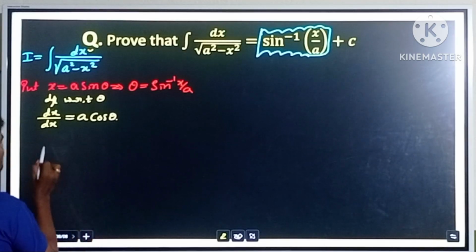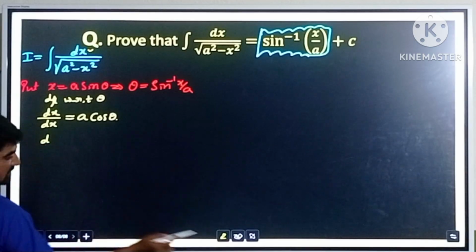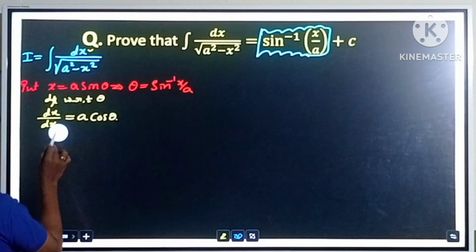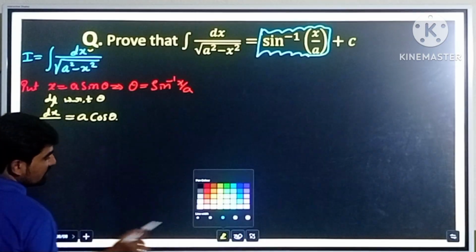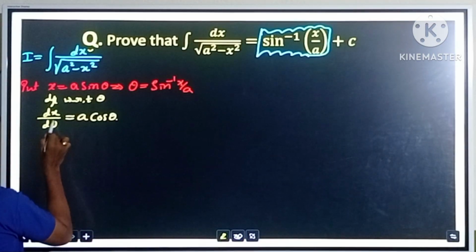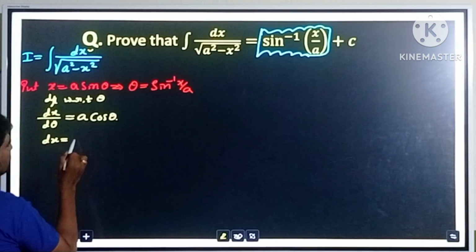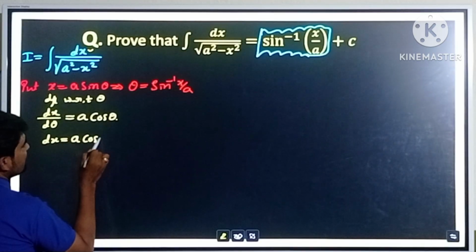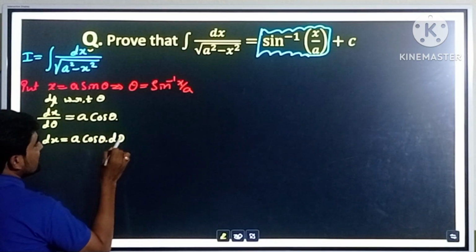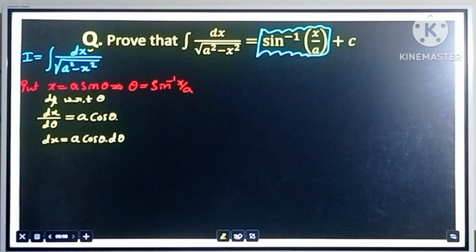Now by using the cross multiplication, dx here I am writing dx. So dx divided by what? D theta. Therefore, by the cross multiplication, dx is equal to a cos theta into d theta. I hope all of you are understanding.